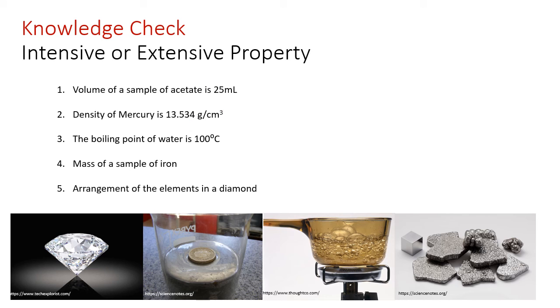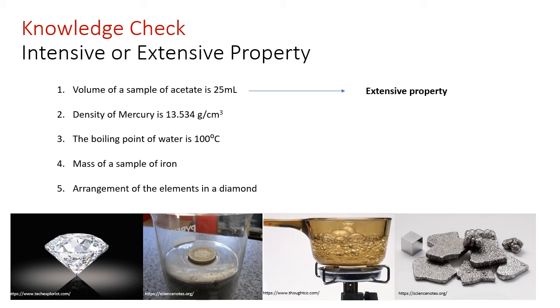Knowledge check. Determine whether the properties listed here are intensive or extensive properties. Number 1, the volume of a sample of acetate is 25 milliliters. This is an extensive property. If I add more acetate, the volume or the number of milliliters will increase.